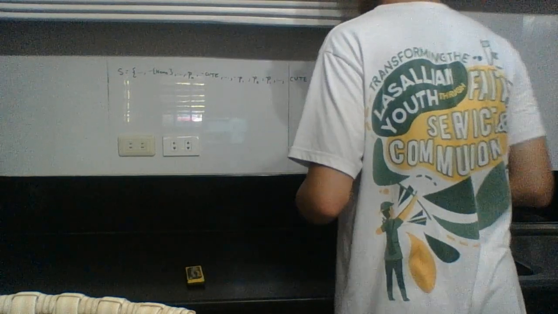Okay. P1 and then P0 are identity element. Oh no, this is not P1. Then this is P1. Dot dot dot. Cute. Then dot dot dot.